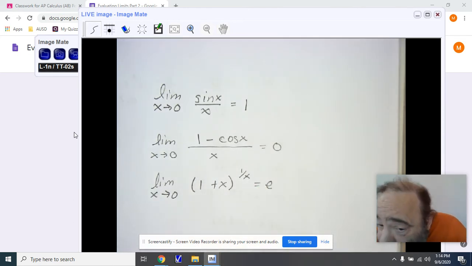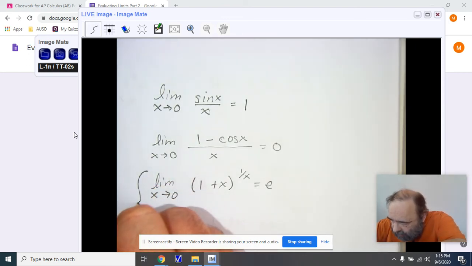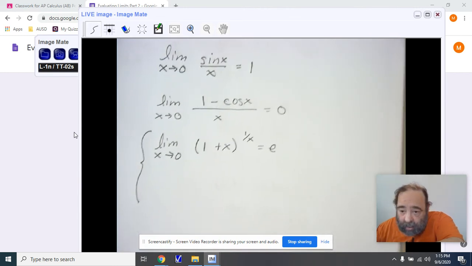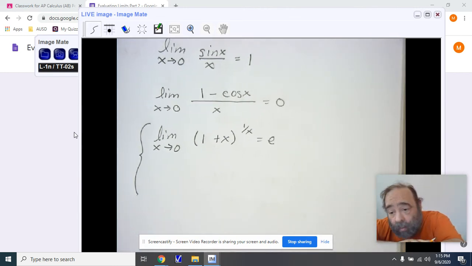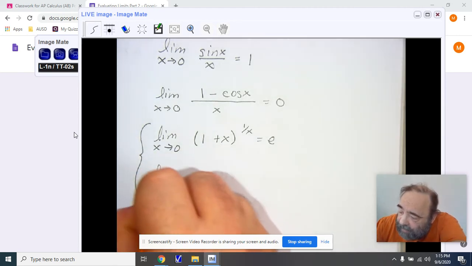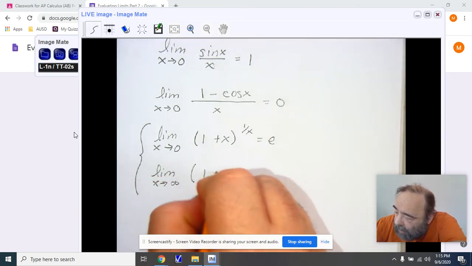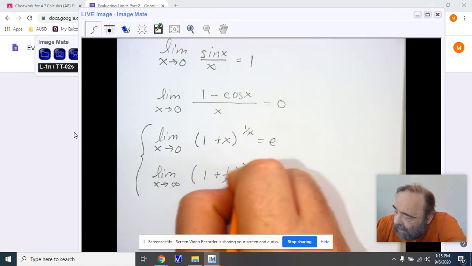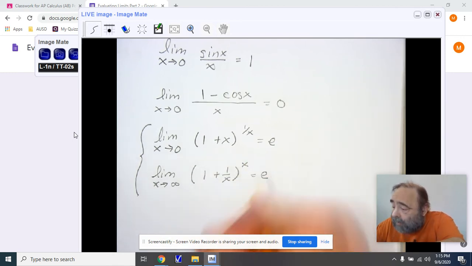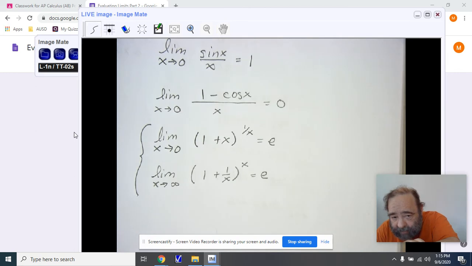Now, there is one other option, okay? I'm going to show it to you. It is also e, and you're going to learn about it in BC. And the only way to work with it is to work with L'Hopital's rule, which, as I've told you, you haven't learned yet, and you can't get immediately. This one would be the limit as x approaches infinity for 1 plus 1 over x to the x power. This is also e.